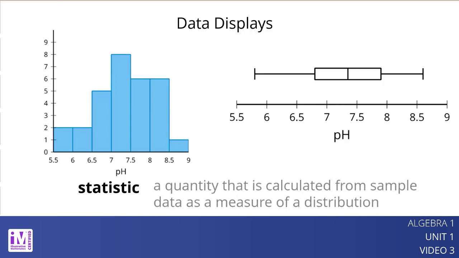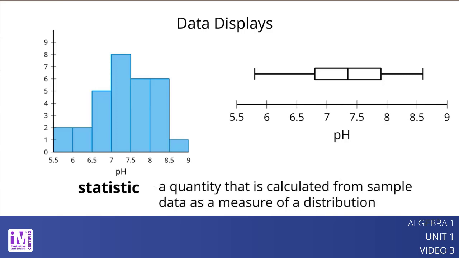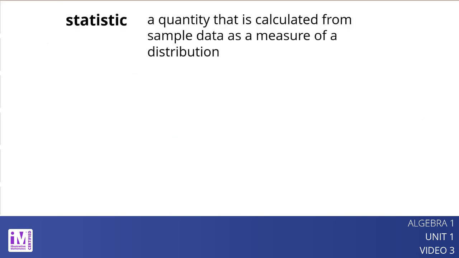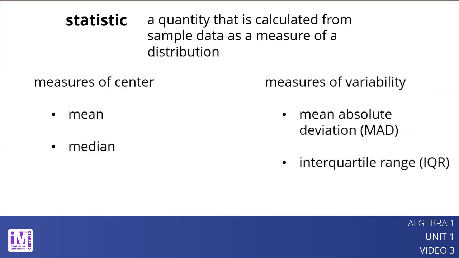A statistic is a quantity that is calculated from sample data as a measure of a distribution. Statistics are values that are calculated from data, such as the mean, median, mean absolute deviation, or interquartile range. Mean and median are examples of statistics that are measures of center. Mean absolute deviation, or MAD, and interquartile range, or IQR, are examples of statistics that are measures of variability.